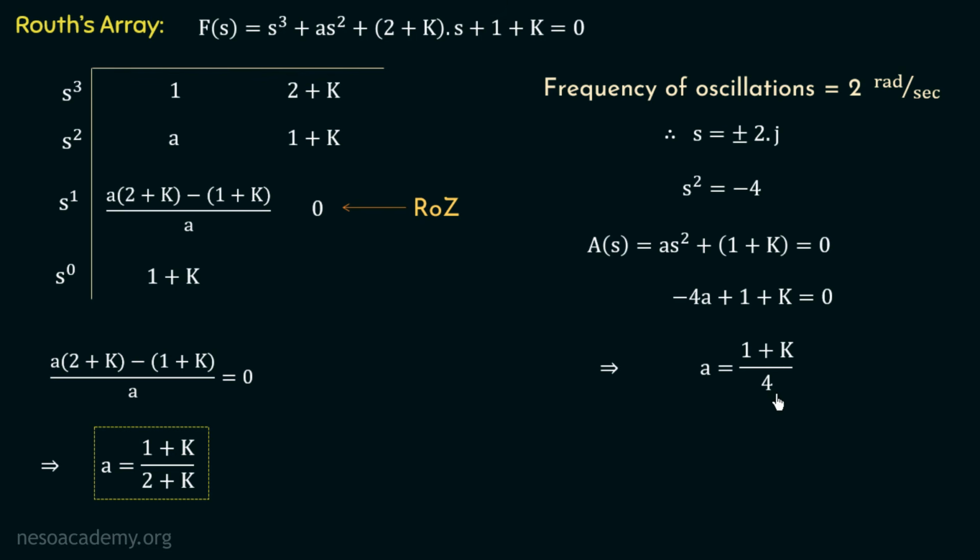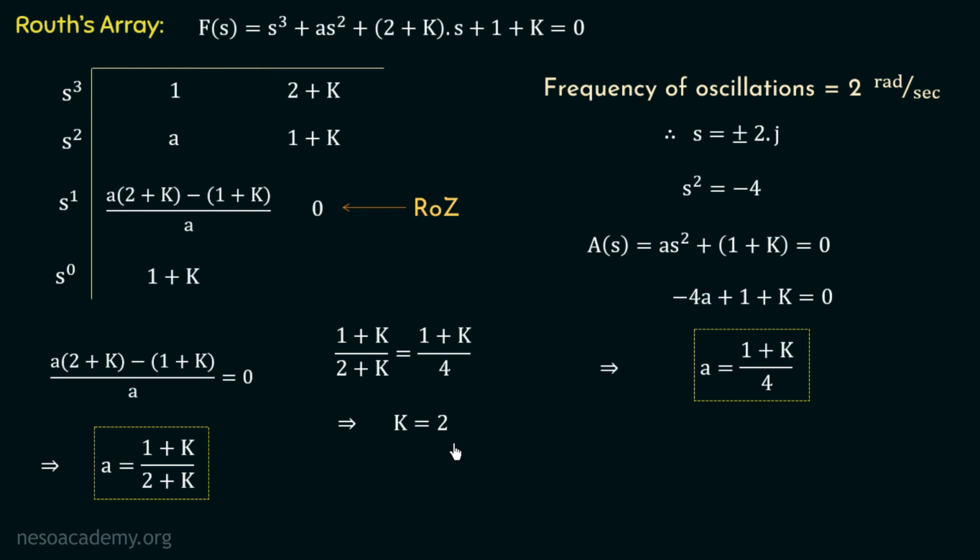So from the auxiliary equation, we have got one more relation between a and k. Now we can see both these relations are the same. Both the values are values of a. So if the left hand sides are the same, we can equate the right hand sides. So if we equate the right hand sides, we will have 1 plus k over 2 plus k equal to 1 plus k over 4. We can see 1 plus k in the numerator on the left hand side can be cancelled with 1 plus k in the numerator on the right hand side. So we will have the value of k equal to 2.